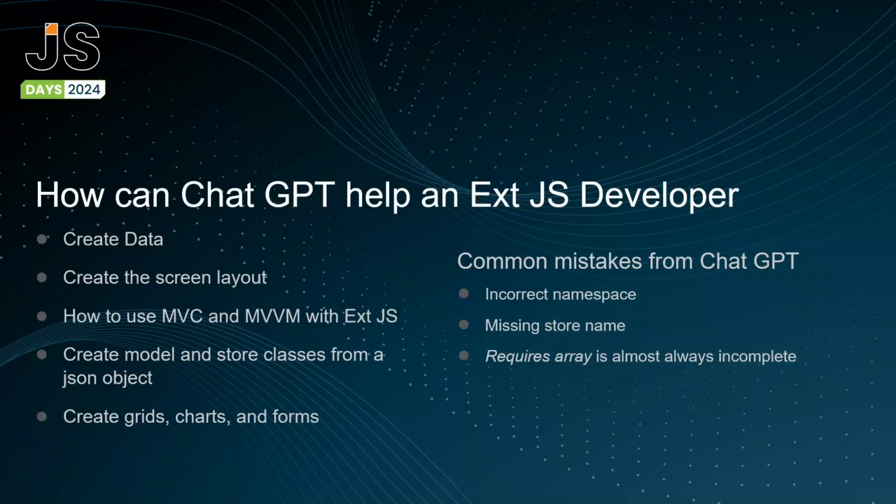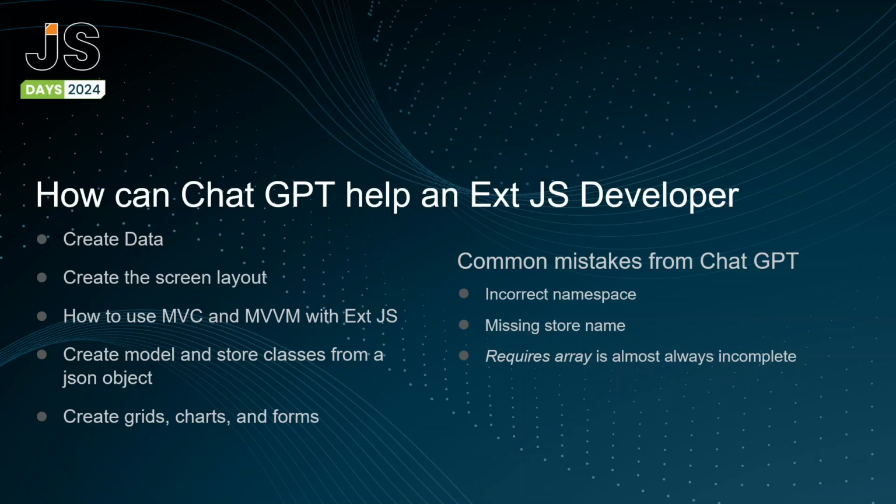So what can we do with ChatGPT and Ext JS? We can create data. We can create the screen layout. We can also see how to use MVC and MVVM with Ext JS. We can create model and store classes from a JSON object. We can also create grids, charts, forms, and other components. But there's something to keep in mind.